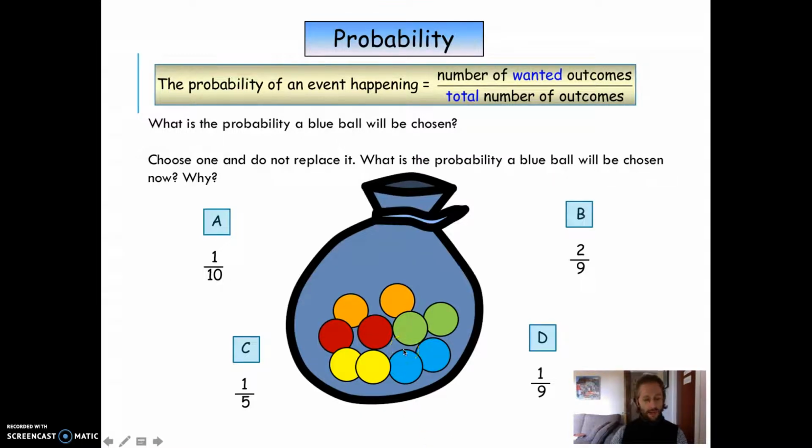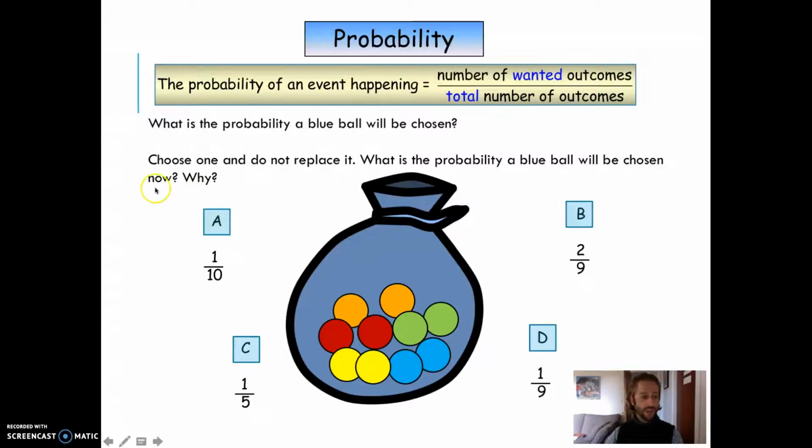So if there are 10 balls in total, and there are 2 that you want, you have 2 tenths. There's not a 2 tenths there, so we must have to find an equivalent fraction or simplify. So looking at the different options, we can see that 1/5 is equivalent, or a simplified version, of 2 tenths, and we've done that by dividing by 2.